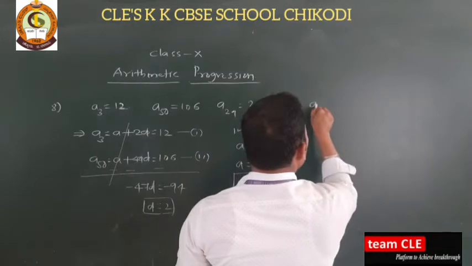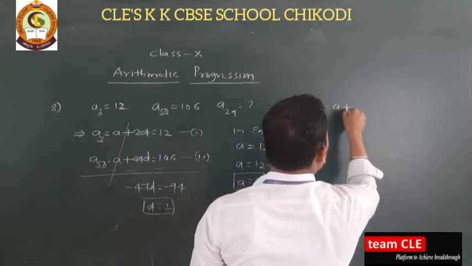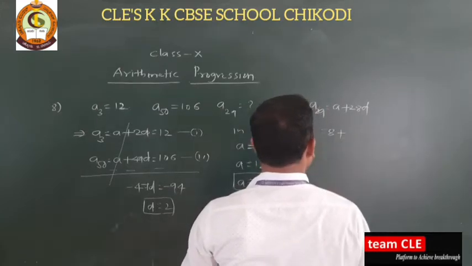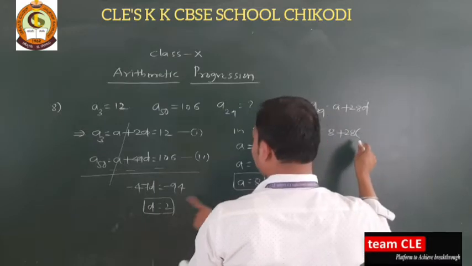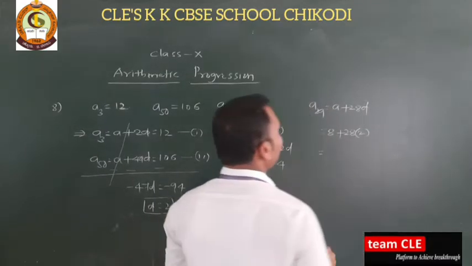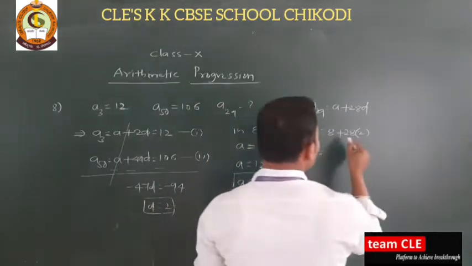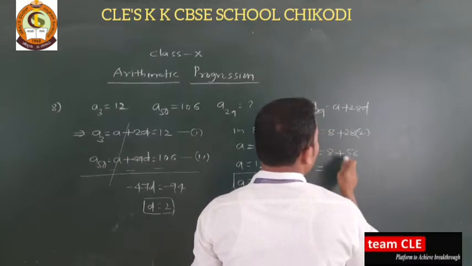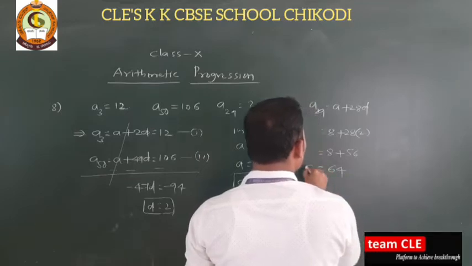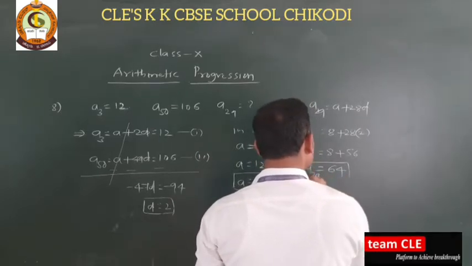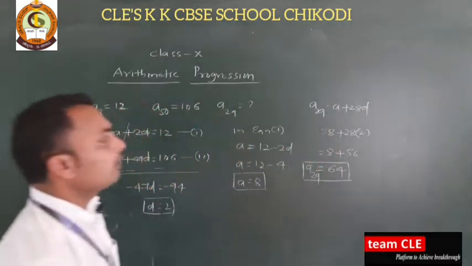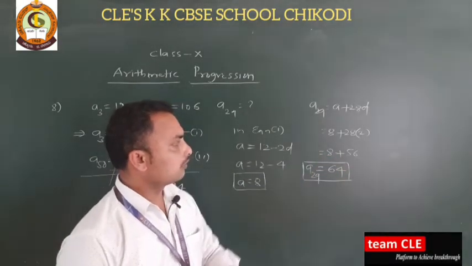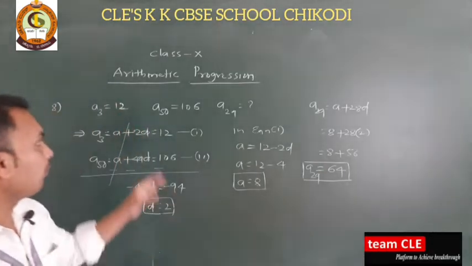This is very simple. A29 is A plus 28D. A already we have, 8, plus 28 into D, that means 2. 2 into 28 is 56. So 8 plus 56 is 64. A29 is equal to 64. This is A29.